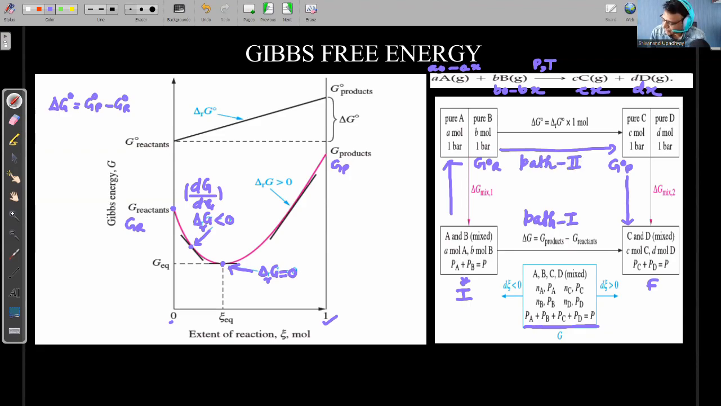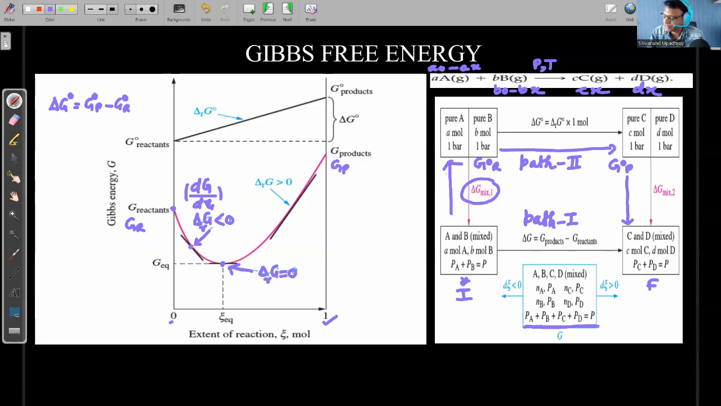In order to calculate the change in Gibbs free energy from the initial to the final state, I first calculate the change in Gibbs free energy of mixing one. When pure A and pure B mix, this is mixing of ideal gases, assuming ideal gas, at constant temperature.